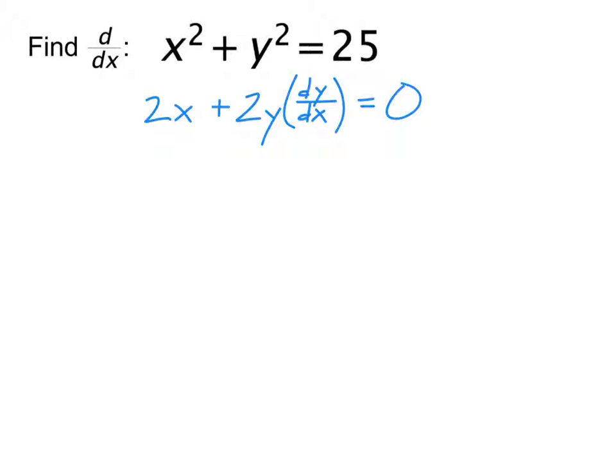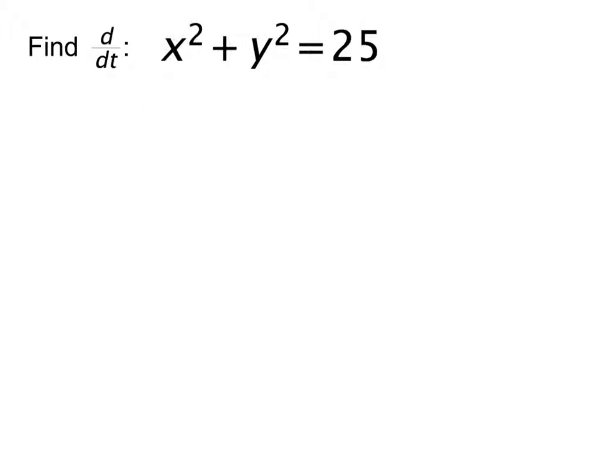If this one had instead said find dy over dx, I then would solve for this. So I'd subtract the 2x and divide by 2y, etc. But I don't even have to do that here, because it just said find d over dx. So I'm done. That's my whole answer there. There's my derivative with respect to x.